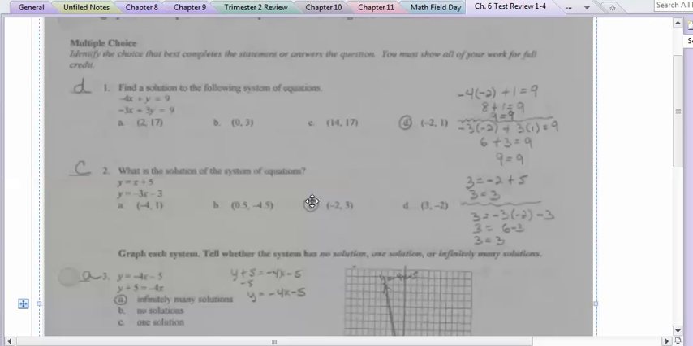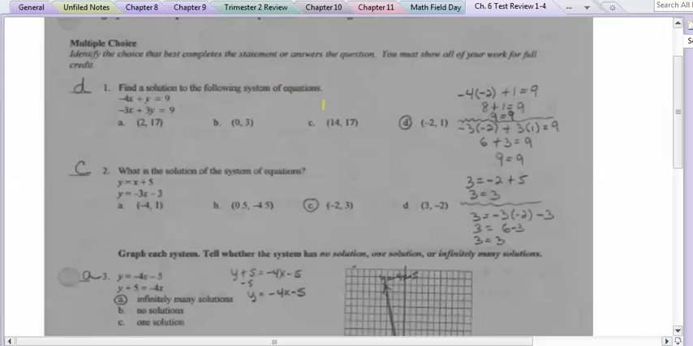Alright, with number 1, it doesn't say I have to use any sort of way to solve this system. If you don't know what to do, you can always just take the ordered pairs and test them in your equation. If it makes it true, then try the other one. If the other one is true, then you found your answer.